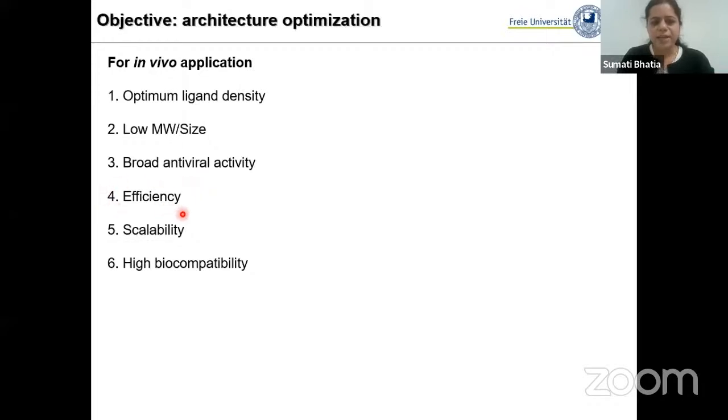It has to be highly efficient. So it has to be highly potent. It should be active at very, very low concentration, so you don't need to have very high concentration of that polymer scaffold. And also it should be scalable, so you should be able to scale up that system. And in the end, it should have high biocompatibility. So we wanted to develop an architecture which is eligible for in vivo application, and it should fulfill all these criteria.